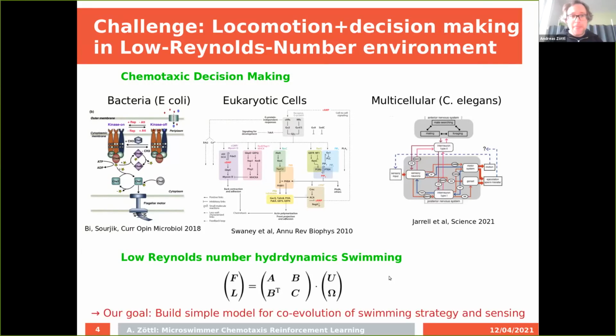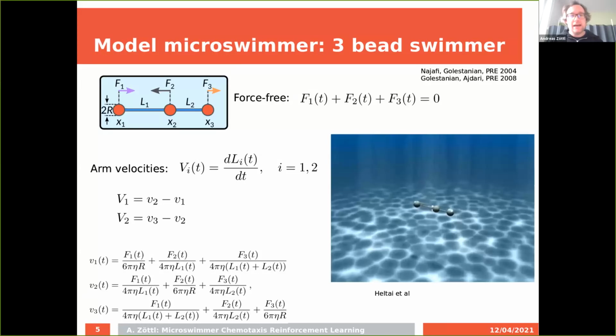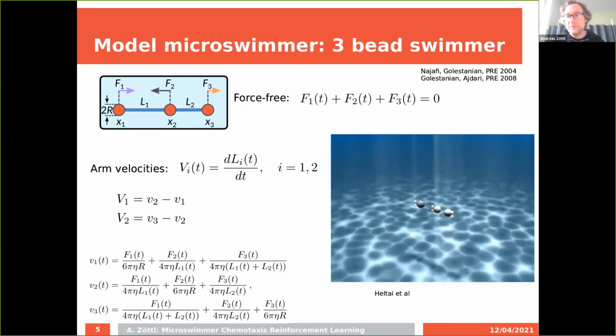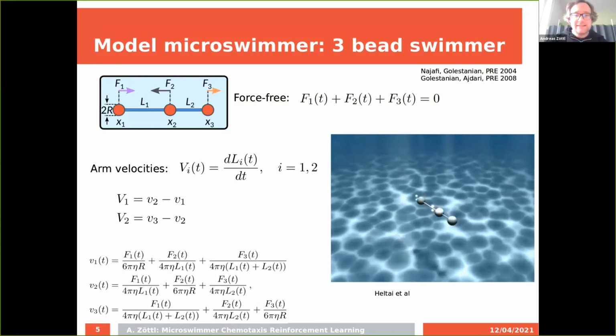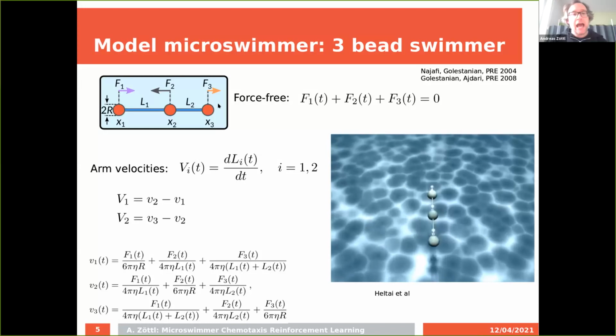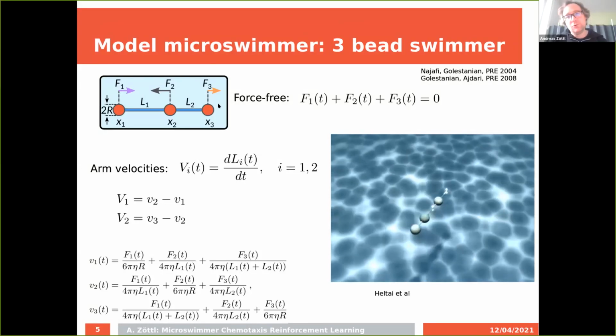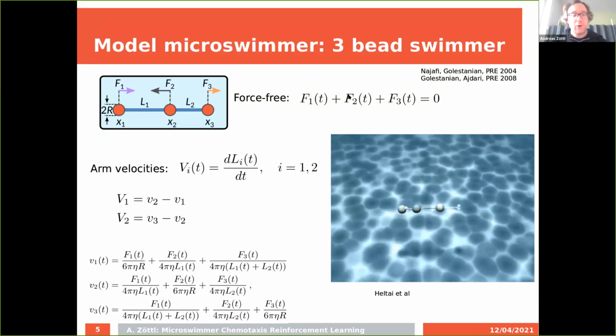Okay, so I have to speed up a little bit, but I thought it's good to give some motivation. What we use is a model microswimmer, a 3-bead swimmer. I guess many of you know this. It's essentially a swimmer which consists of 3 beads, where forces can be applied in one dimension, and it moves force-free through a viscous fluid.